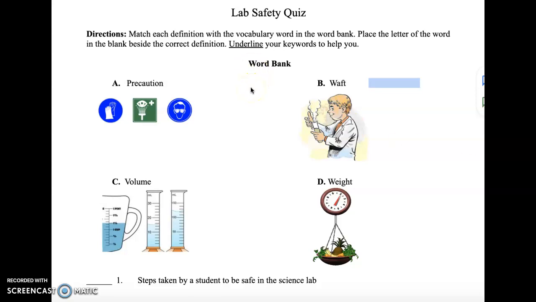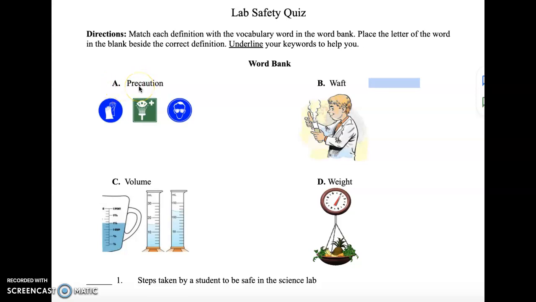Hello. Today you will be taking the Lab Safety Quiz. Directions. Match each definition with the vocabulary word in the word bank. Place the letter of the word in the blank beside the correct definition. Underline your keywords to help you. This is the word bank.